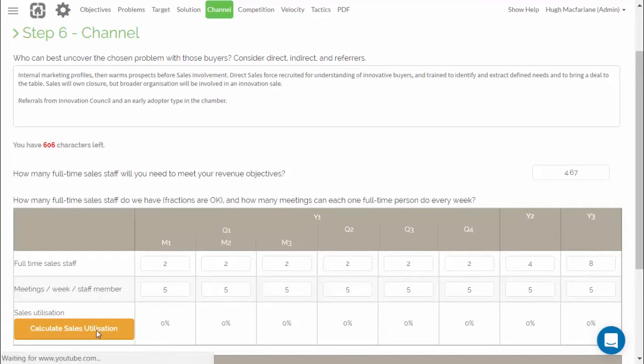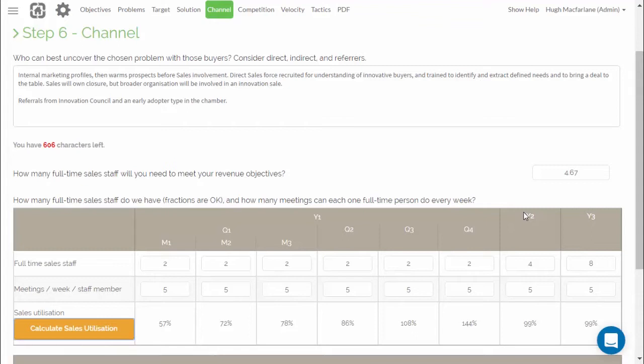Now, I'm going to calculate the utilisation. And you can see that other than month 1, which is really low, and Q4, which is really high, we're pretty much close to 100% utilisation, which is what we want it to be at. And that means that we need to have these 2, then 4, then 8 salespeople.